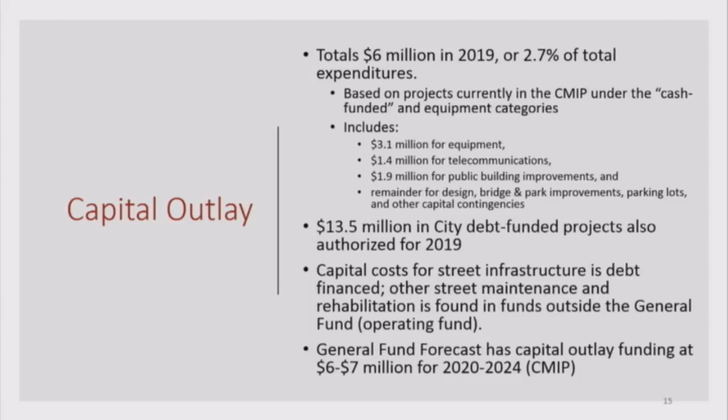We've also included, not in this general fund, but over in our city bonded interest fund, $13.5 million in city debt funded projects for 19. So generally speaking, capital costs pay for street infrastructure, which is typically debt financed, and then other maintenance and rehab is found in other outside parts of the general fund, such as the dedicated street, dedicated sales tax, or the special highway fund, etc. So, all right.